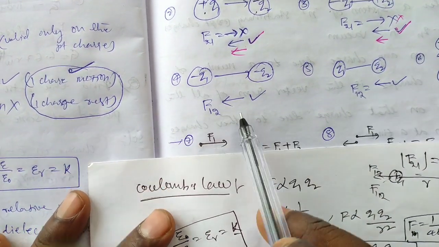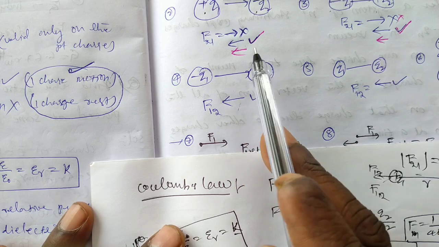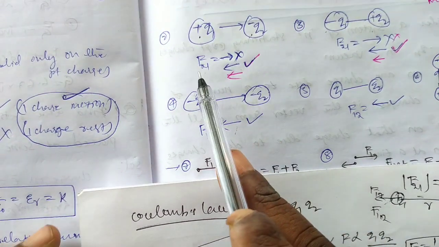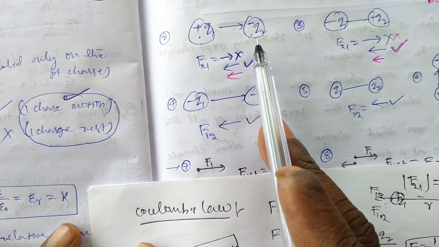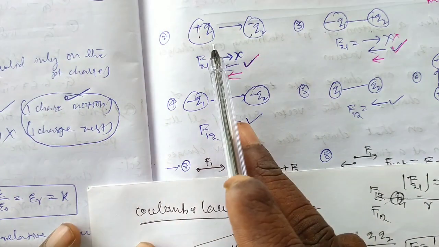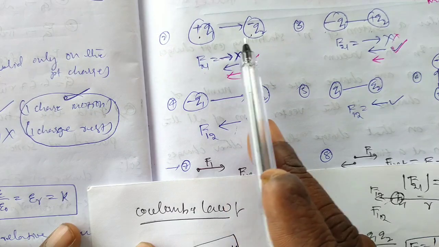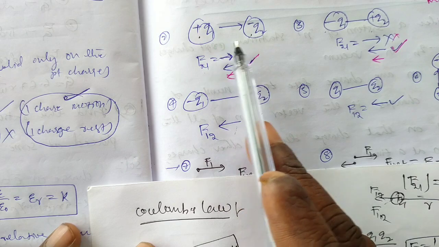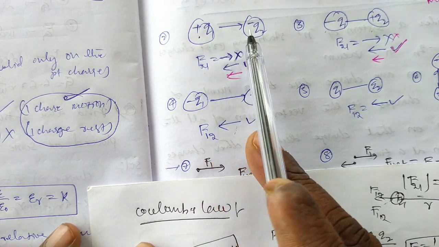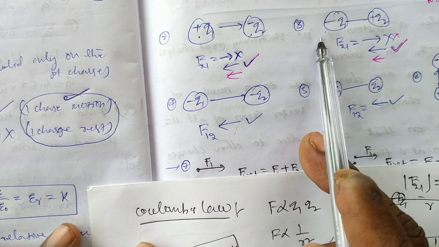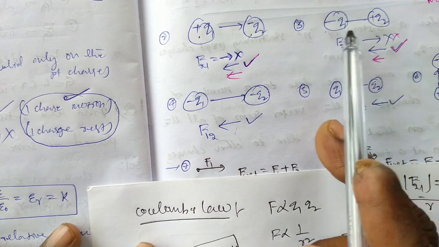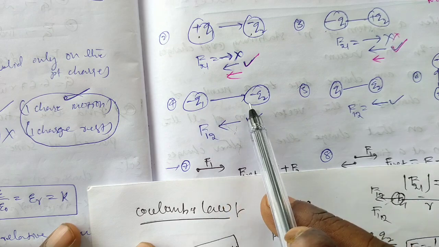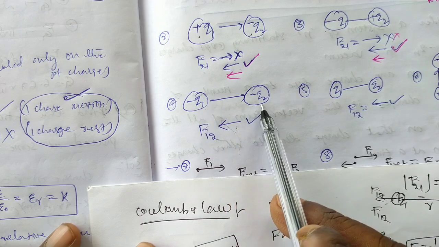Suppose both are negative. F21 means the force on the second charge due to the first one. For unlike charges, positive and negative, the force is attraction. For like charges, both positive or both negative, the force is repulsion.